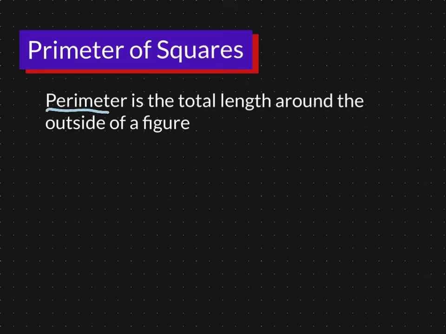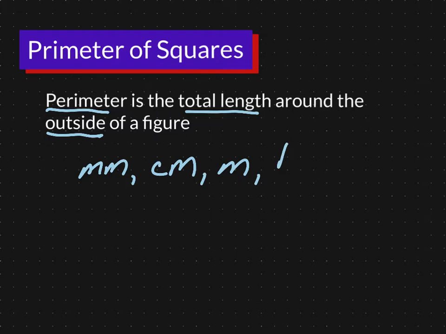Perimeter refers to the total length around the outside of a figure. And since perimeter is a measure of length, it uses common units of length, which in the metric system would be millimeters, or centimeters, or meters, or kilometers.